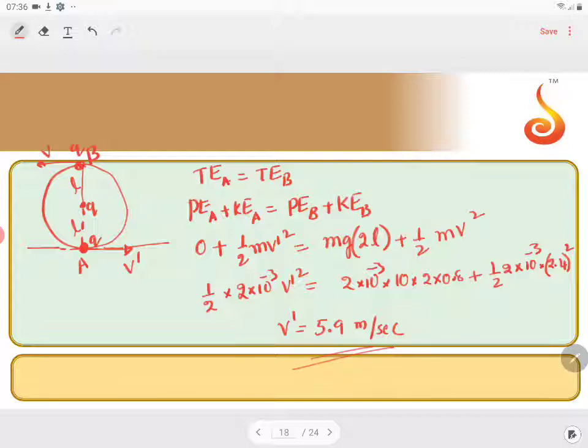Here, though we have charges, we should not consider the electrostatic potential energy because it is not changing. When electrostatic potential energy is not changing, it will not affect the kinetic energy.